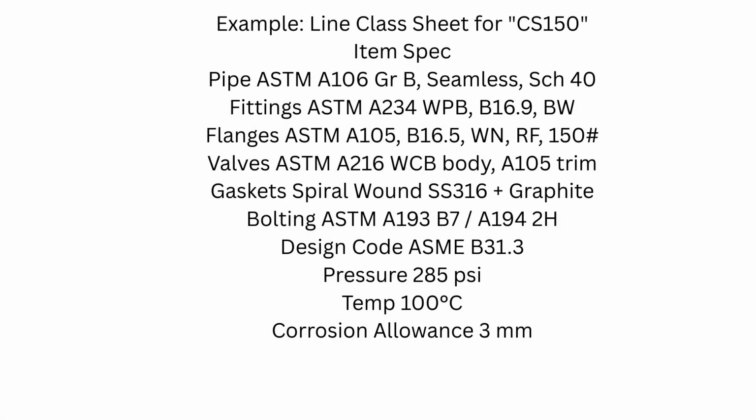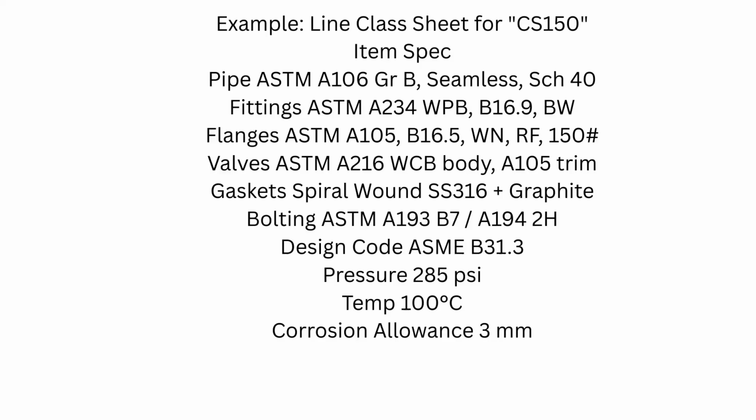Example, line class sheet for CS150. Pipe: ASTM A106 B, seamless, Sch 40. Fittings: ASTM A234 WPB, B16.9 BW. Flanges: ASTM A105, 150# RF. Valves: ASTM A216 body, A105 trim.